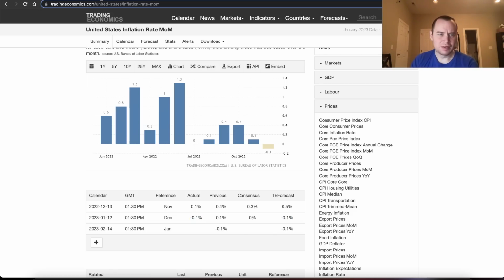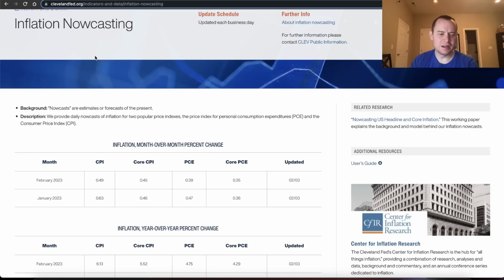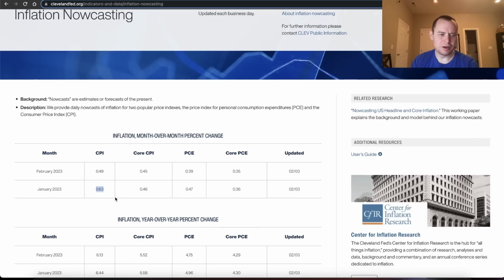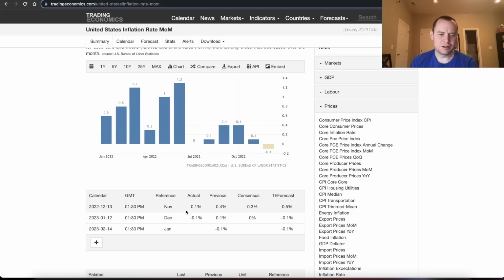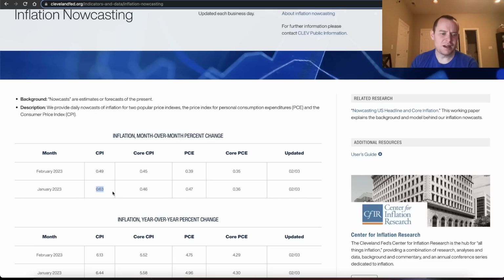What's interesting is if you go to the Cleveland Fed, they're predicting the January month over month percent change of headline CPI to be 0.63%, which is quite different from what Trading Economics is saying. You're talking about 0.63% versus negative 0.1. And 0.6 would be similar to what we had in January 2022. So I don't really know who to believe, to be completely honest. I wish I could give you the answer. Do we believe these guys that say negative 0.1, or do we believe the Cleveland Fed that says 0.63?